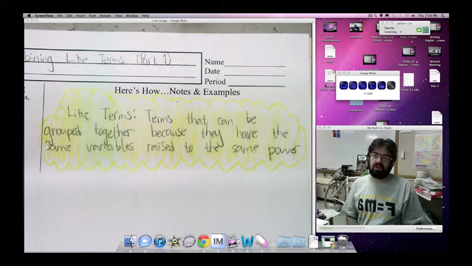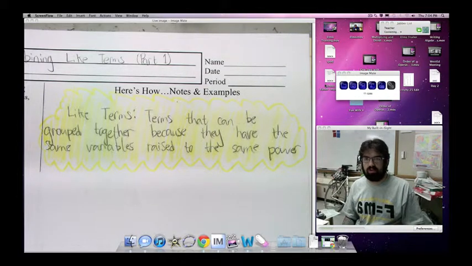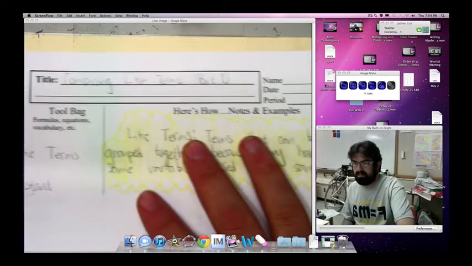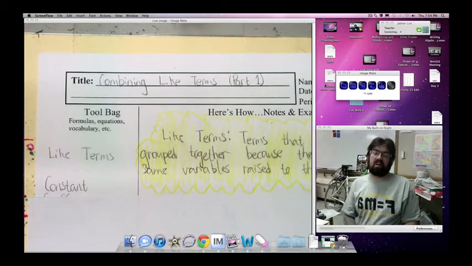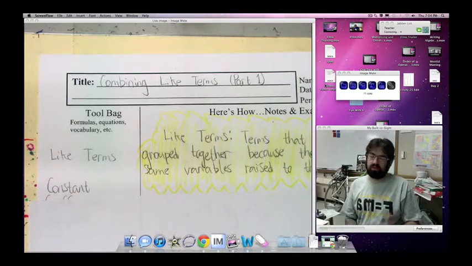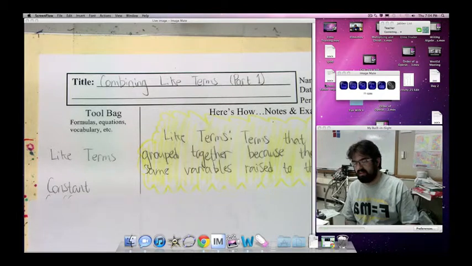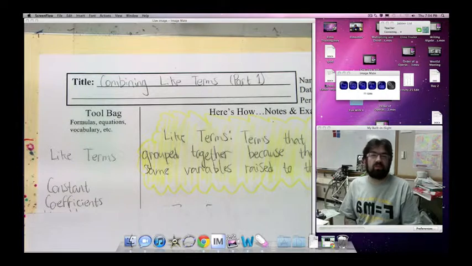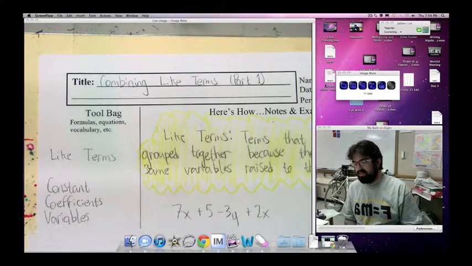And it says the same variable, but that's not always the case. They might not have any variable. 5 plus 2 is 7. That doesn't change, and they don't have variables on them. What about those? Well, if it doesn't have a variable attached to it, that is called a constant. 2, 3, whatever. We'll talk more about that in a few minutes. Coefficients are the numbers in front of the variable, and then there's the variables themselves.